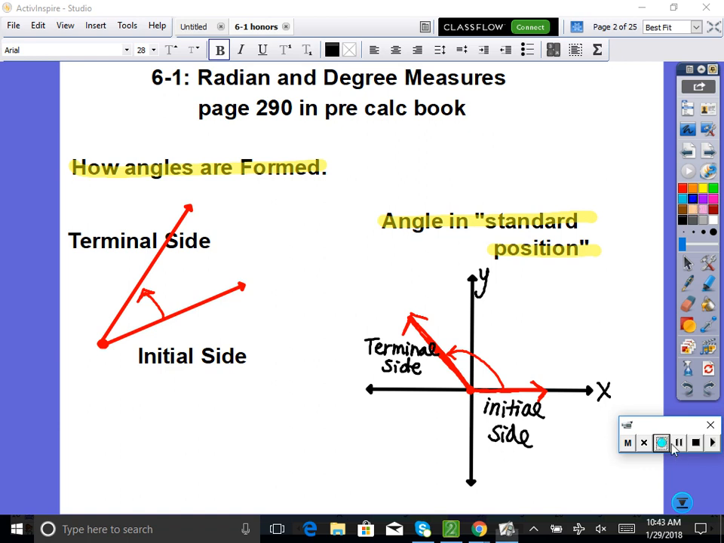So today's lesson, honestly, is mostly vocabulary, but you're going to want to write some things down. So we're doing 6-1, radian and degree measure.